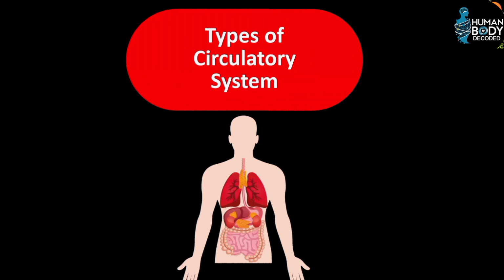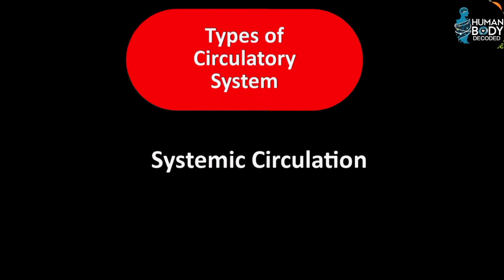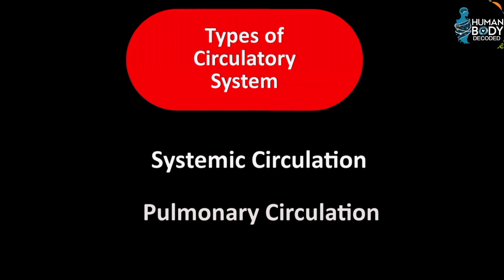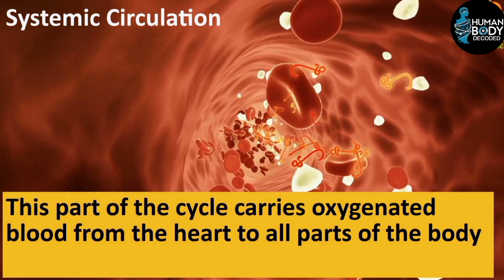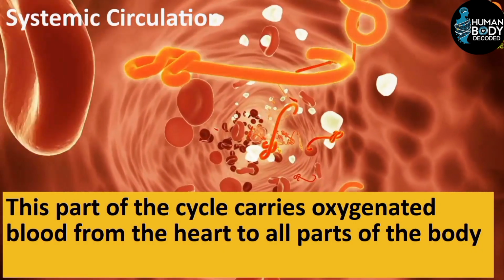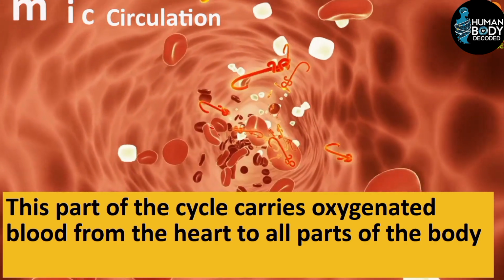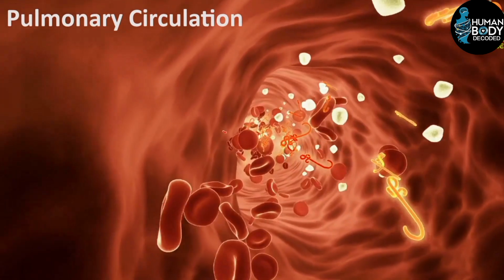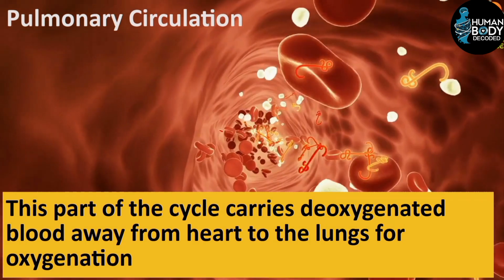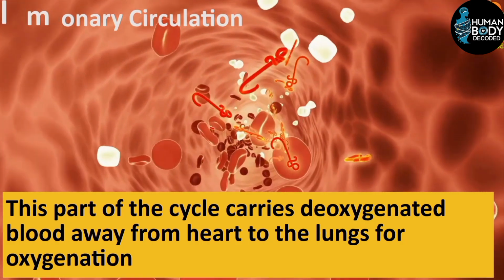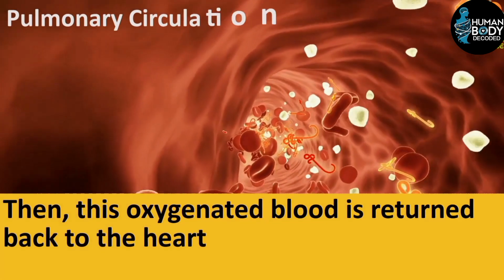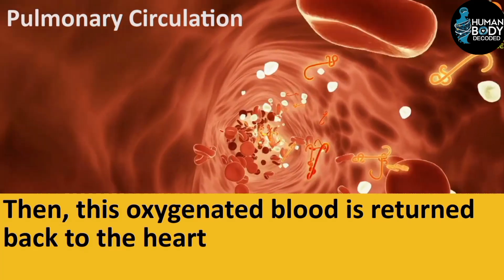The circulatory system has two types: one, systemic circulation, and two, pulmonary circulation. What is systemic circulation? In systemic circulation, oxygenated blood goes from the heart to different parts of the body. This process is called systemic circulation. What is pulmonary circulation? In pulmonary circulation, deoxygenated blood goes from the heart to the lungs for oxygenation. When the blood becomes oxygenated in the lungs, it comes back to the heart, and this process is called pulmonary circulation.